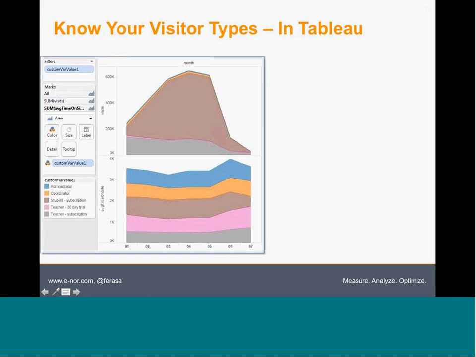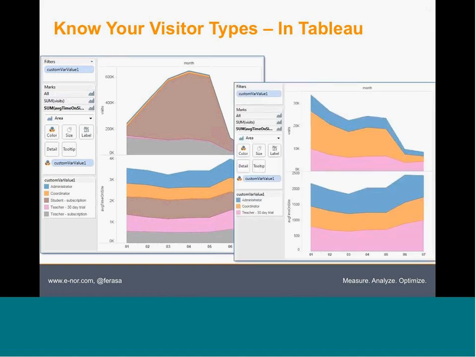And then I notice this brown segment, which is my student population, is sort of skewing everything else because there's a huge number compared to everything else. So in Tableau, I can easily uncheck that segment, that custom variable, and just focus maybe on the administrator, the coordinator, and the teacher free trial segments and see ups and downs and see, oh my goodness, what happened here? We dropped in traffic. Well, maybe that's seasonal. That's okay. But at least I can see what's going on with each of my segments.